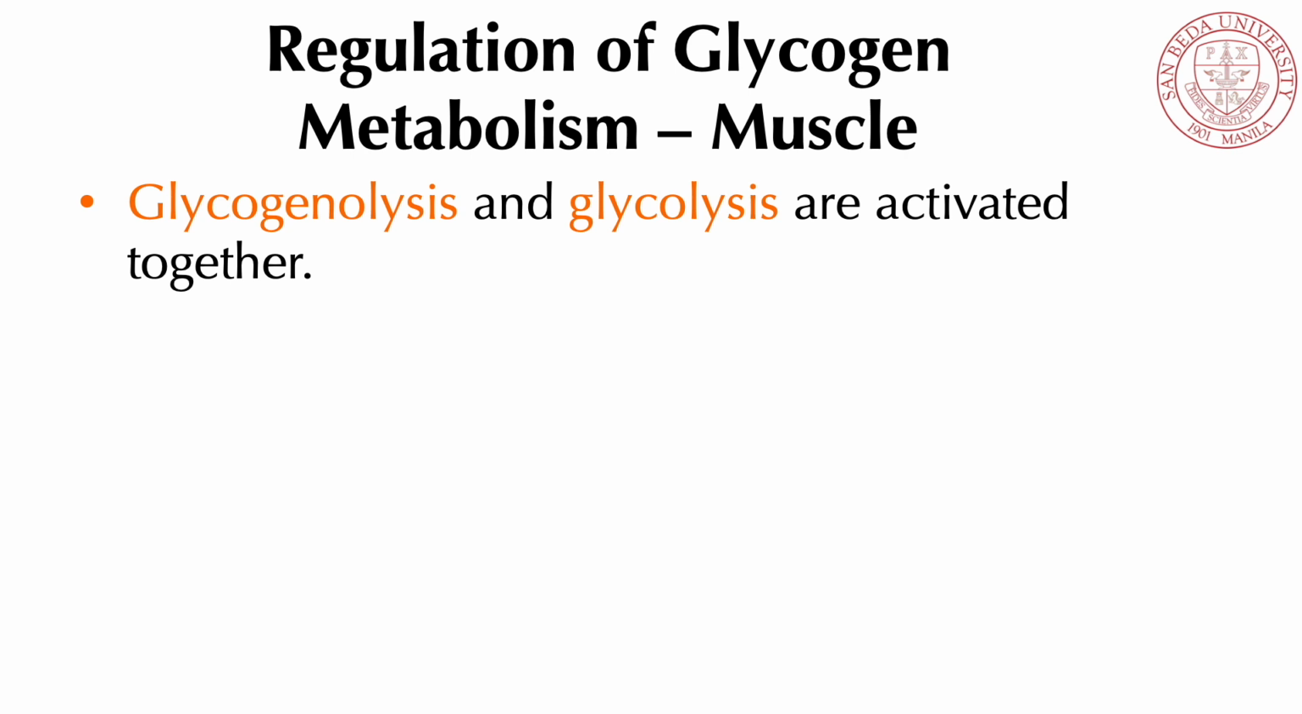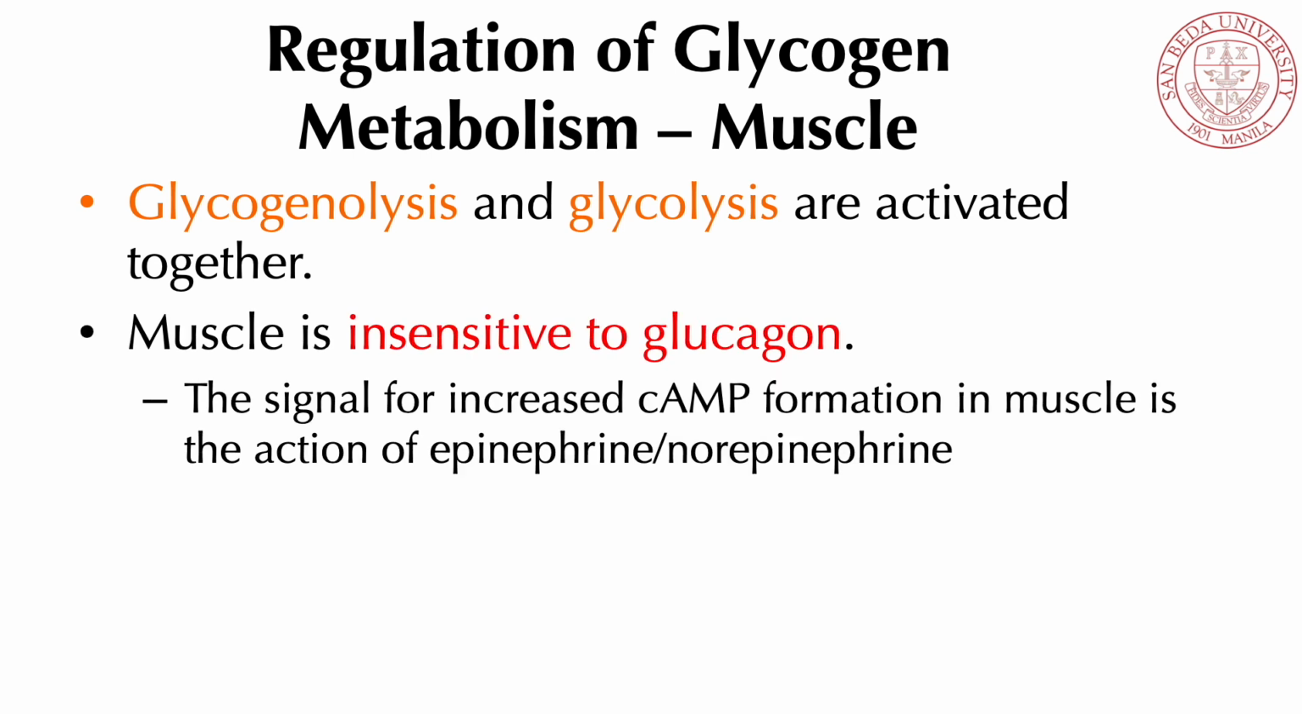Now, recall from earlier how glucose 1-phosphate produced during glycogenolysis has to be converted to glucose 6-phosphate, so it can either enter glycolysis or other metabolic pathways. Now, that confirms the fact that in skeletal muscle, both glycogenolysis and glycolysis can be activated together. Besides being insensitive to insulin, skeletal muscle is also insensitive to glucagon. Levels of cyclic AMP are increased instead by the action of epinephrine or norepinephrine for that matter.